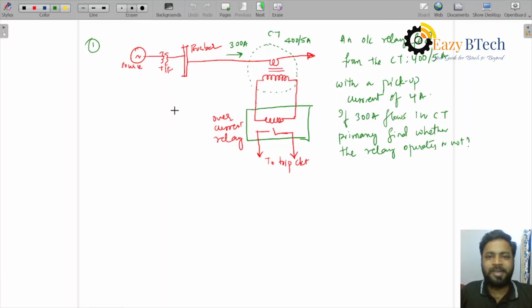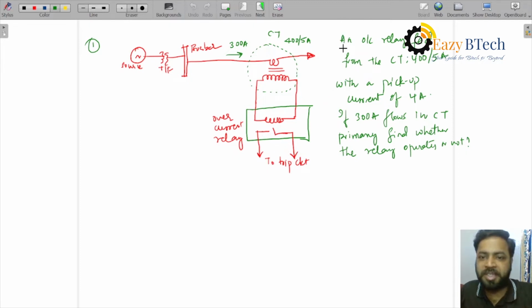In this video, we will try to solve some simple problems on overcurrent relay. Look at the first problem. We have a bus bar and there is a feeder, and to this bus bar there is a current transformer, CT. The CT rating is given as 400 by 5 amperes, and the current flowing in the primary of the CT is given as 300 amperes. And we can see that this CT is connected to an overcurrent relay, and this is the relay coil, and the output of the relay is the trip contacts.